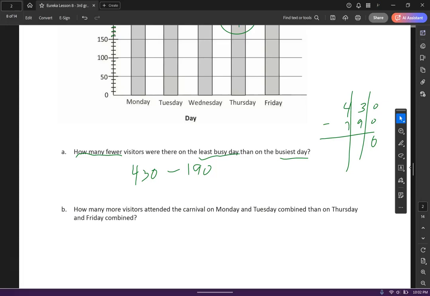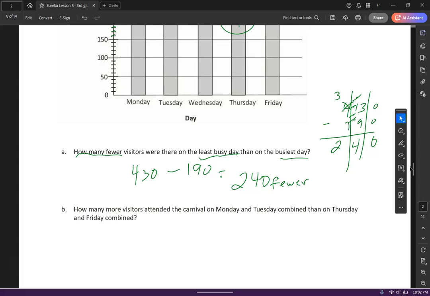I cannot do 3 minus 9, so 4 will turn into a 3. That will turn into 13. I can count up: 9, 10, 11, 12, 13. 1, 2, 3, 4. And 3 minus 1 is 2. So 240, not more, fewer. Okay.